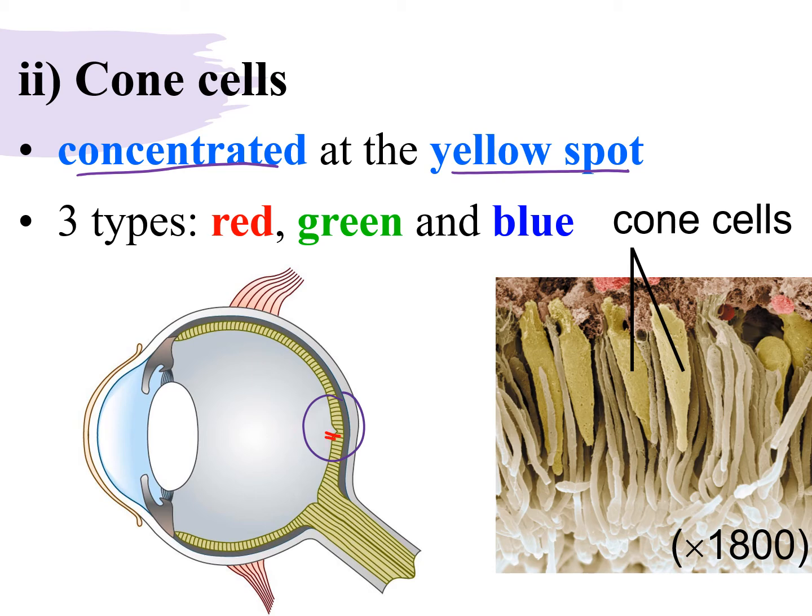And there are 3 types of cone cells. You have the red cone cells, green cone cells, and the blue cone cells. 3 different types. And on the other areas of the retina, you can also find the cone cells, but the concentration is really, really low.